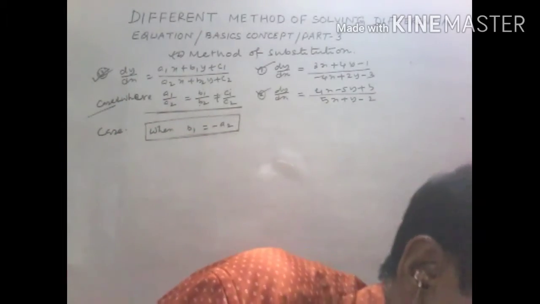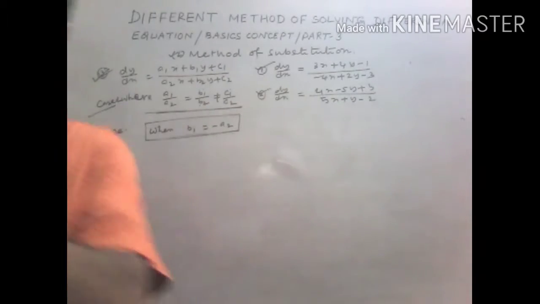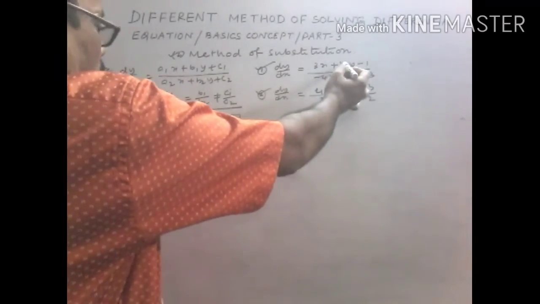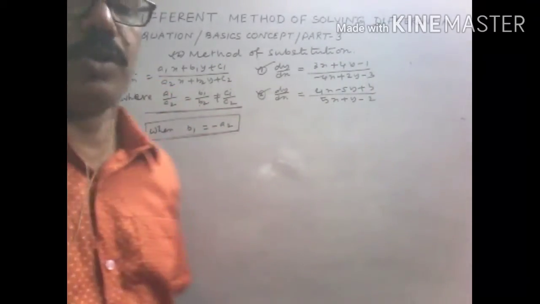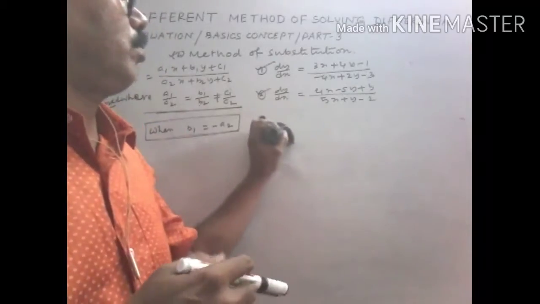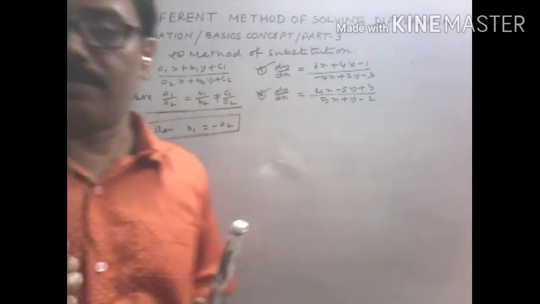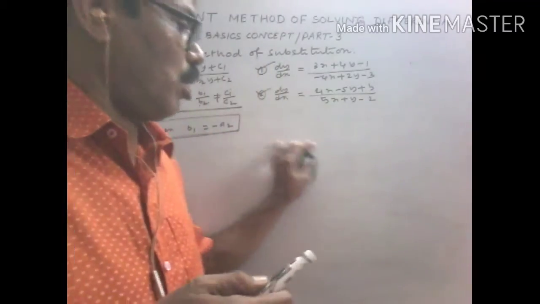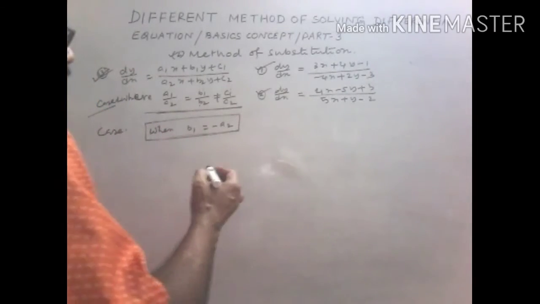So look, here, this is b1, b1 equals minus a2. For this type of problem, to solve it, we need some results. These results are most important for solving differential equations. So what are the results?